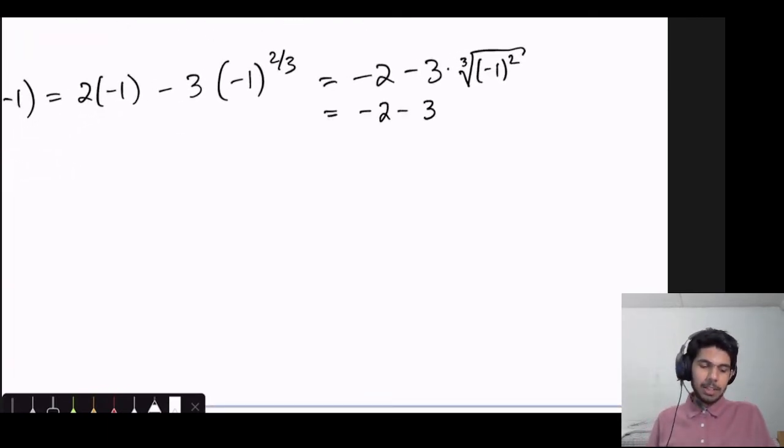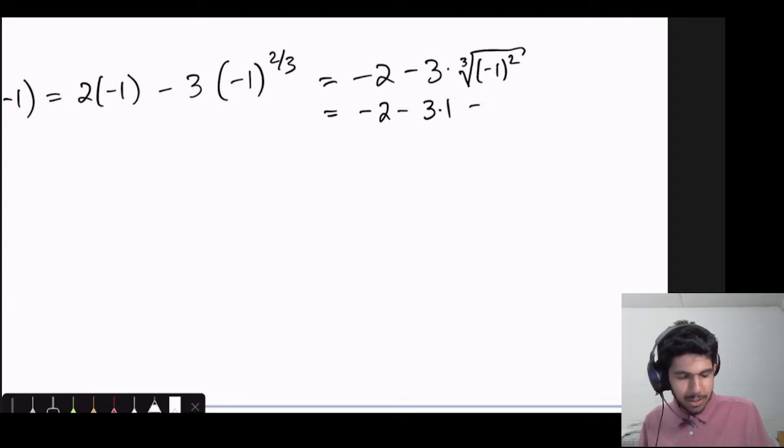The cube root of (-1) squared: well, (-1) squared is 1, so the cube root of 1 is 1. So this is 3 times 1. So this is equal to negative 5.